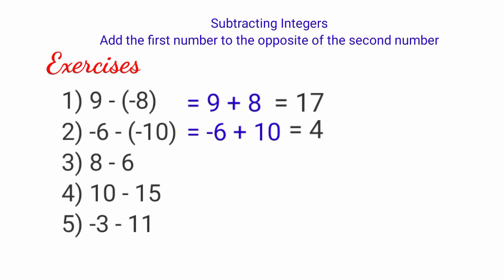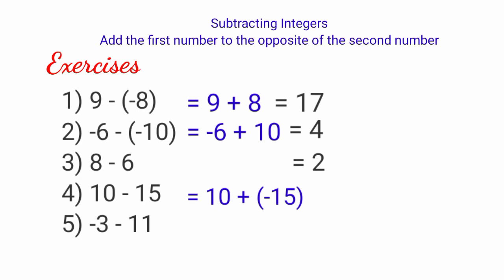8 minus 6. Since this is our regular subtraction, we can easily find our final answer here, and that is positive 2. We are now on number 4. 10 minus 15. Following our simple rule, we will be retaining our first number, we will be replacing subtraction with addition, and we will be changing our second number, which is positive 15, to negative 15.